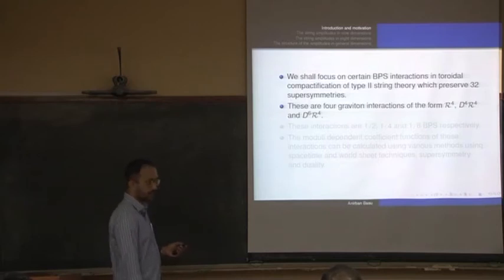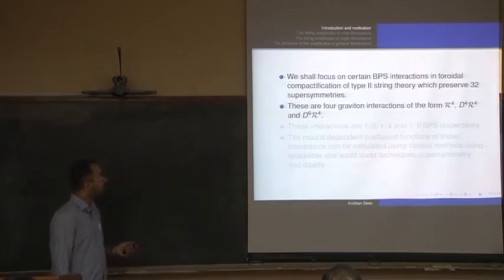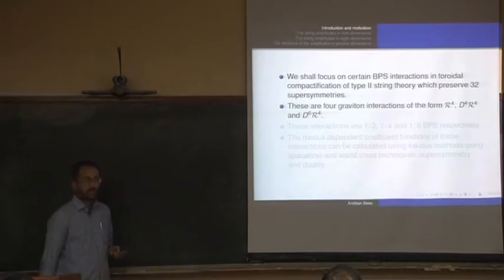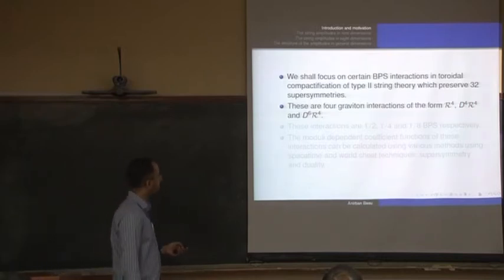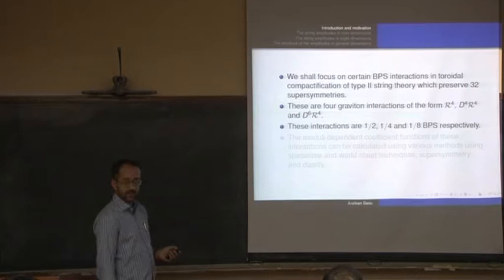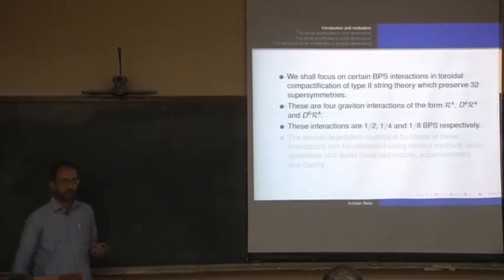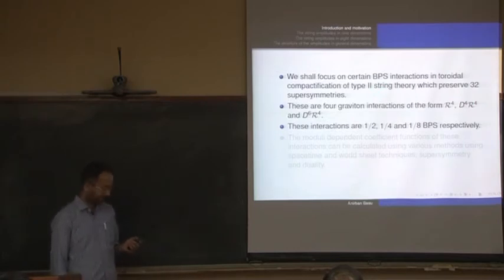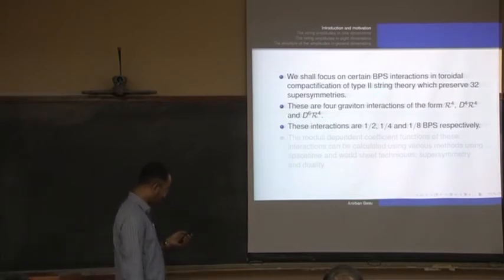We are looking at 4 graviton interactions. One can generalize this to other interactions, but these are the simplest ones, the 2 to 2 scattering of gravitons. And this will be the viewpoint I'm going to look at today. So these interactions are half BPS, quarter BPS, and 1/8 BPS interactions. If we go to the next one, this is D to the 8 R to the 4. This is the first non-BPS interaction, and these are much more complicated. I shall not talk about non-BPS interactions at all, only BPS interactions.